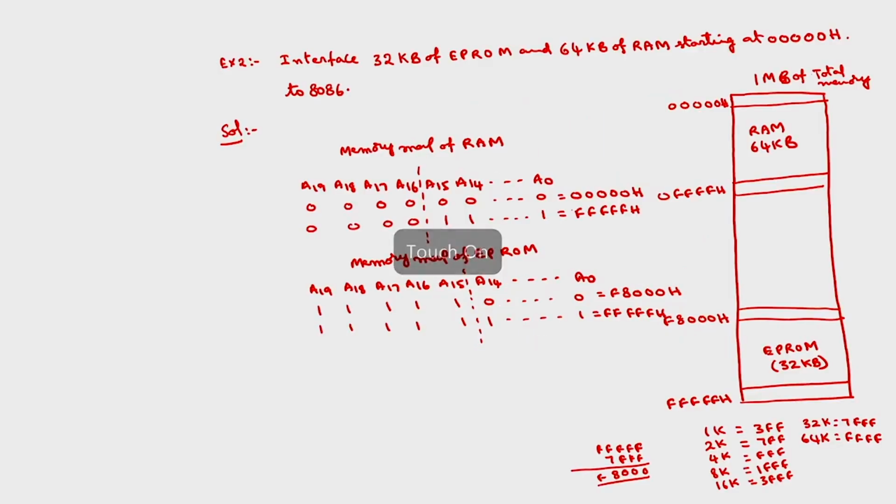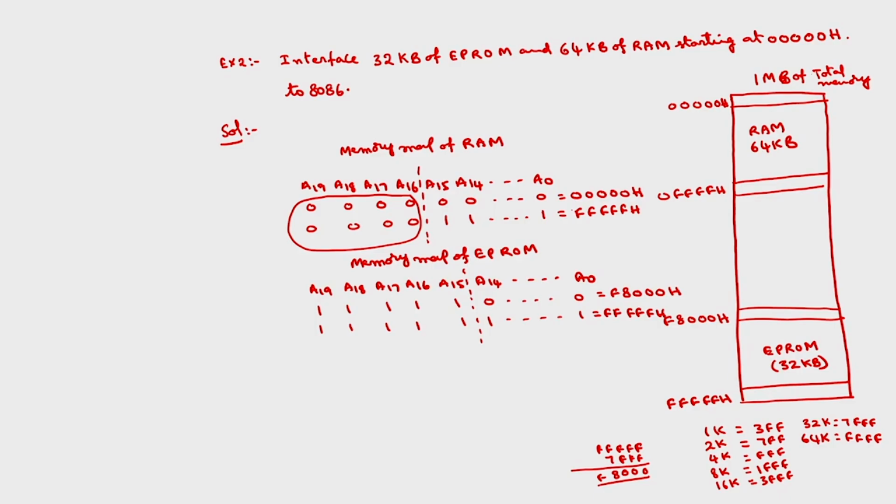Here you can use the decoder, or I will use the other concept directly by using gates. Because here RAM and ROM have different memory sizes. RAM size is 64 kilobytes, EPROM size is 32 kilobytes. So here you can observe that in case of random access memory, A16 to A19 will always be zeros.